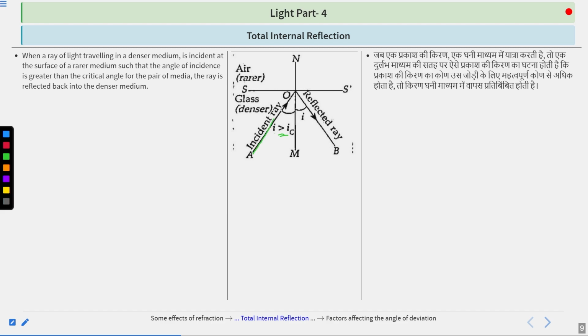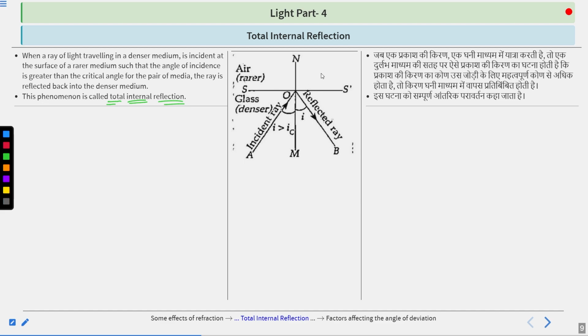The ray is coming, hitting the surface. The angle of incidence is greater than the critical angle, so it will be reflected back into the same denser medium. This phenomenon is what we call total internal reflection. Now, we need to understand why it is known as total internal reflection. Why?